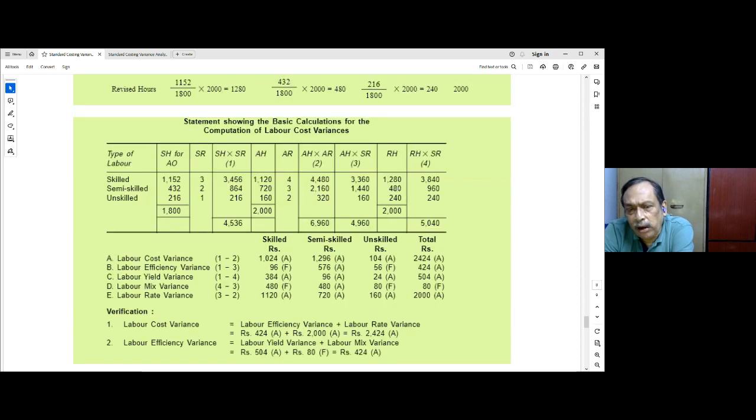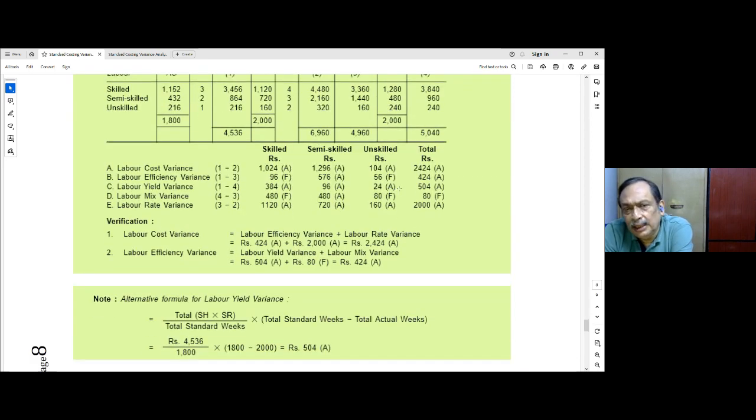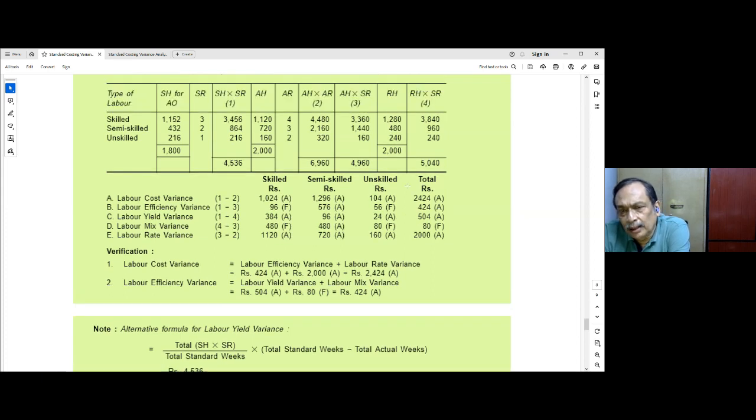So once these are done, then we should go to calculate the various variances for each grade of labor separately, and we take the total. So skilled, semi-skilled, unskilled, and total. And on the left-hand side, you may write particulars. Then labor cost variance is 1 minus 2. That is for skilled, it is 1024 adverse. Semi-skilled 1296 adverse. Unskilled 104 adverse. So total comes to 2420 adverse. That is labor cost variance.